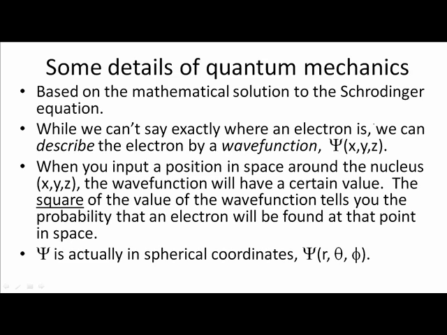How many people in here have dealt with polar coordinates in math? Maybe a few. Not a lot. R, theta, and phi, that's just three different variables that you can use to describe space. R is distance from the origin, and then these other two variables are angles. Essentially, you can think of it the same way. It's a three-variable function, and you put in any point in space, and then it spits out a number. And then you take that number that it spits out, and you square it. So there's an extra step there. And that gives you the probability that an electron will be found around that point in space.